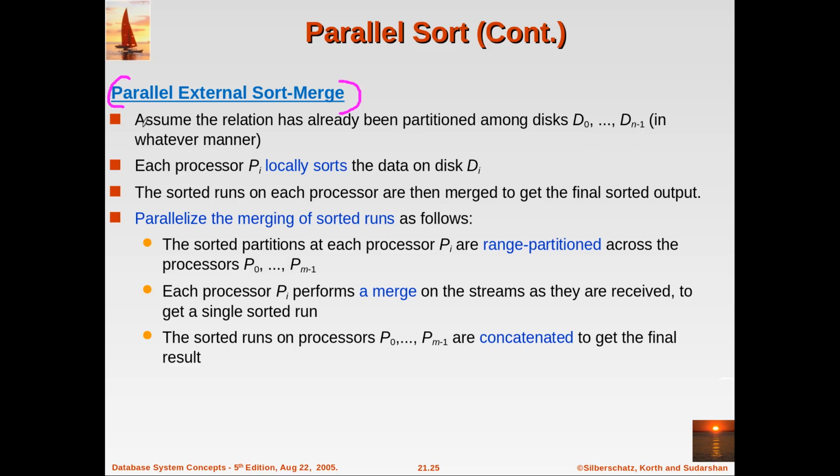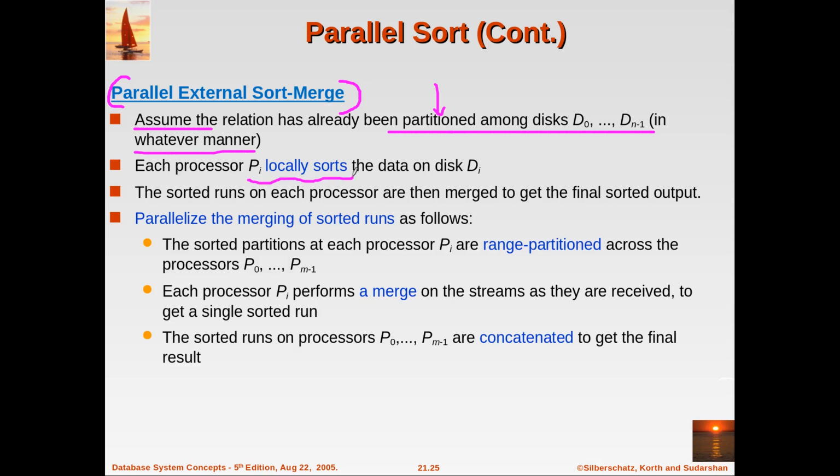But here the assumption taken is that the relation has already been partitioned among different disks from D0 to Dn-1. By using some mechanism, it is already partitioned. So every processor has its own data now. It is not initiated from a single processor. So every relation has the partitioned data. The data that is present in different sites is to be sorted, and that is to be combined together to form the final sorted result. Now in this particular case, each processor Pi will be locally sorting that data.